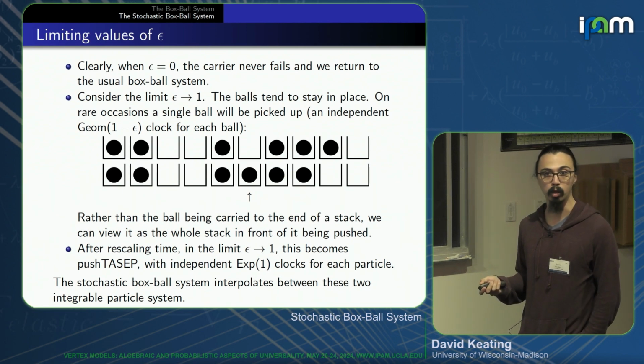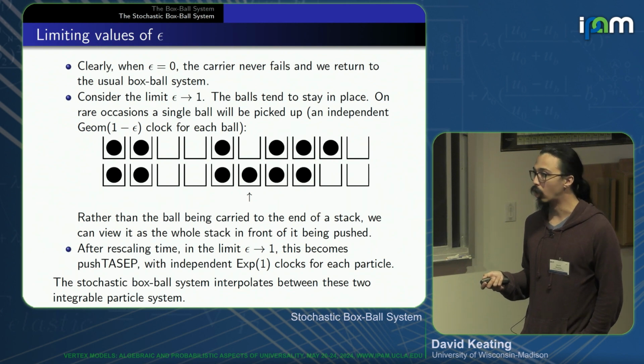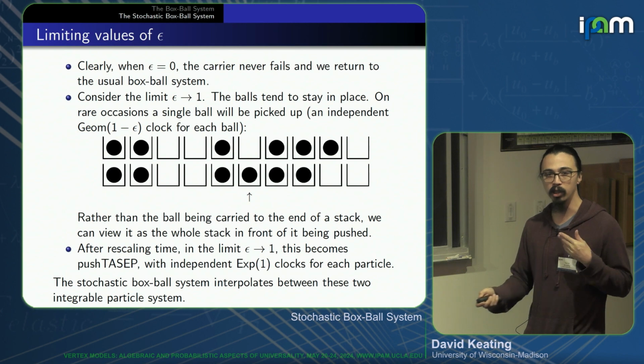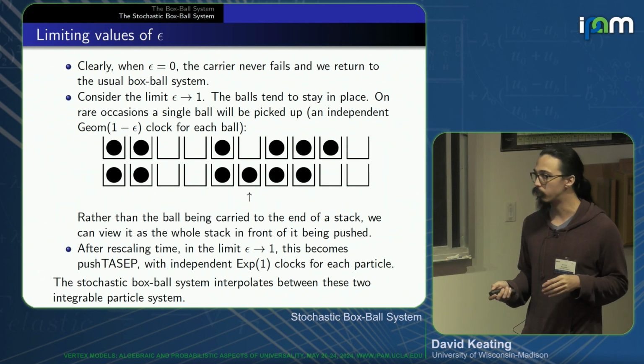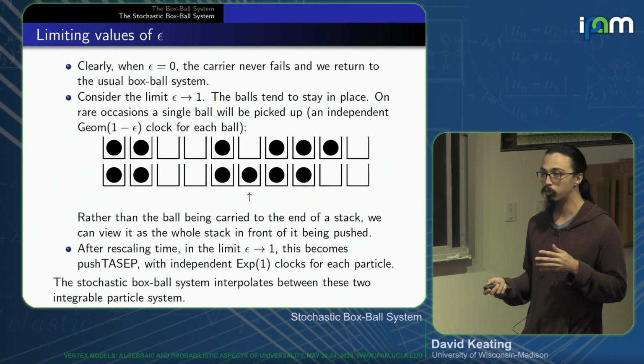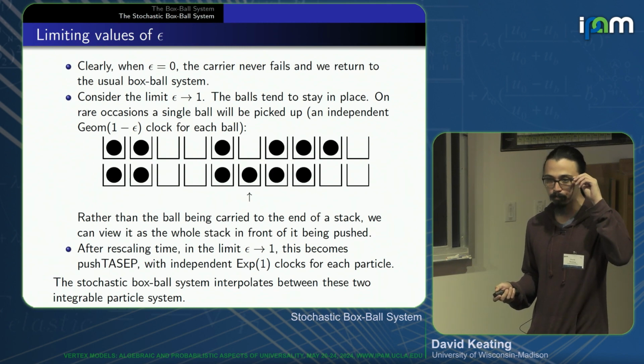And this is some integrable particle system. So somehow our stochastic box ball system interpolates between two integrable particle systems, the normal box ball and push-take, in the limit of its parameter.